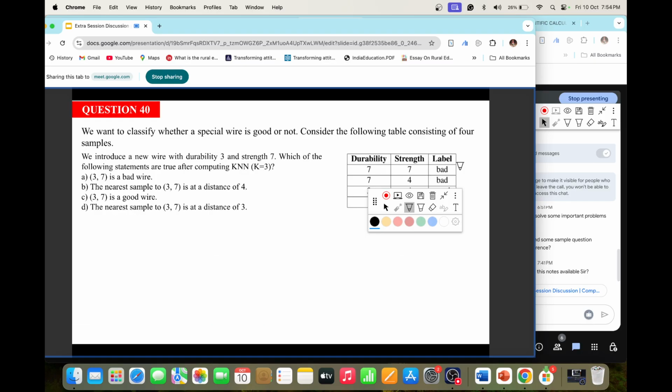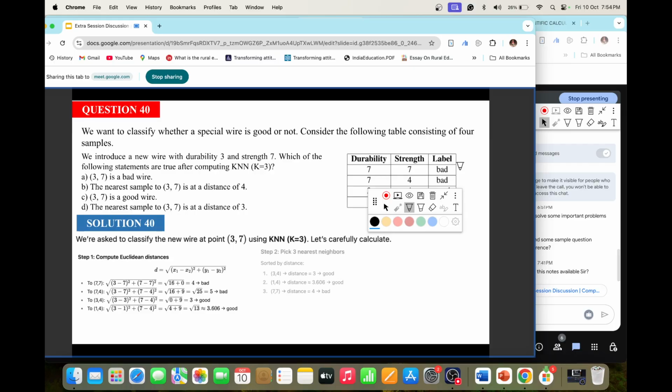Then question number 40, this is again KNN, so you can just check. I have told you how to do the KNN thing. You have to check the nearest neighbors and vote. Here KNN k equals 3, so we have to choose the 3 nearest neighbors, and 2 nearest neighbors are giving us good, so our answer will be nothing but good. That is how you have to solve this.